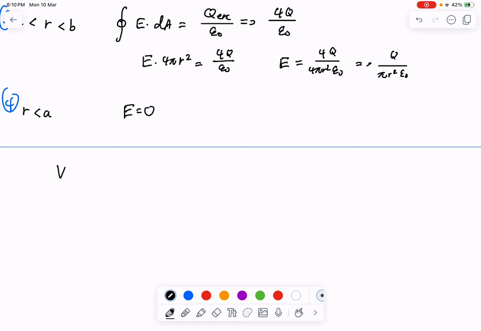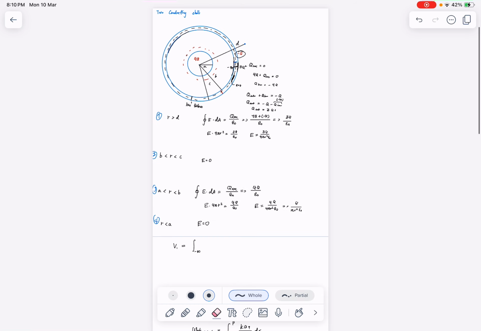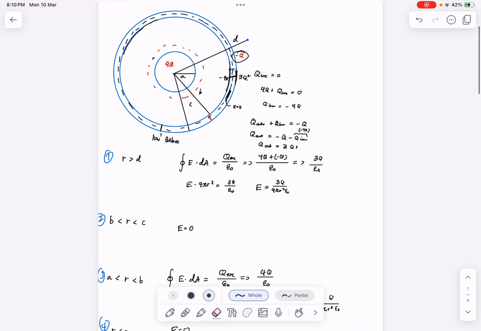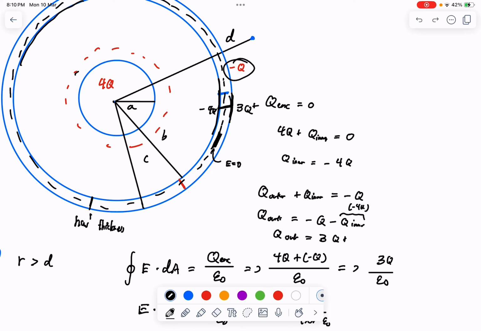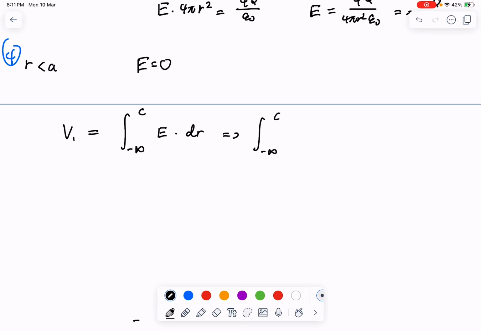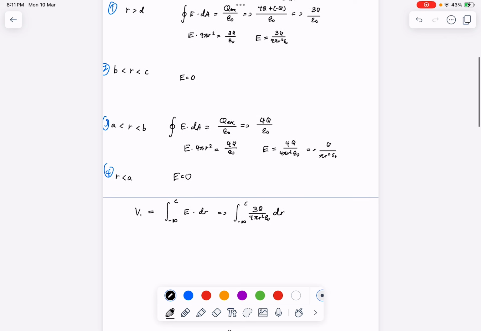V of region 1 equals the integral from negative infinity to, let's say all the way till this point right here, point C, of the field dr. That's going to be the integral from negative infinity to C of 3Q over 4 pi r squared epsilon naught dr. Well, there is a negative sign here. There are negative signs here.